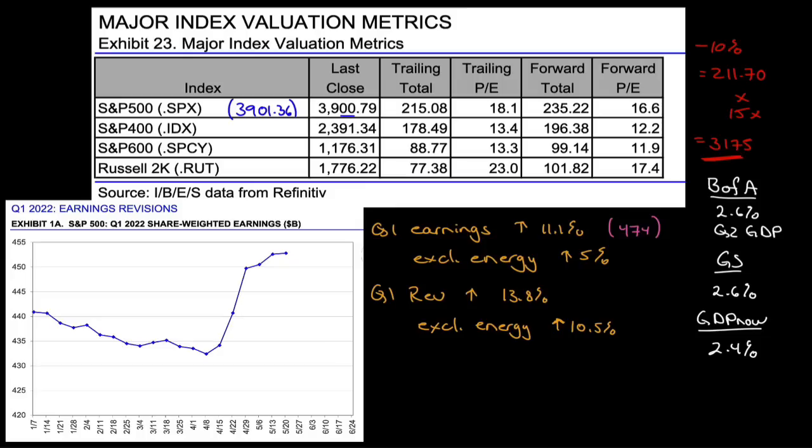Let's look at index valuation metrics. We basically have Q1 behind us for the S&P. 474 have reported. There are a few more. I think there's 16 this coming week that are reporting, but it's basically in. Q1 earnings are up 11.1%, given what has reported so far, and excluding energy up 5%. Now, mind you, that's low, but not as low as what the projections were at the beginning of the year. That came in better than what they were at the beginning of the year.